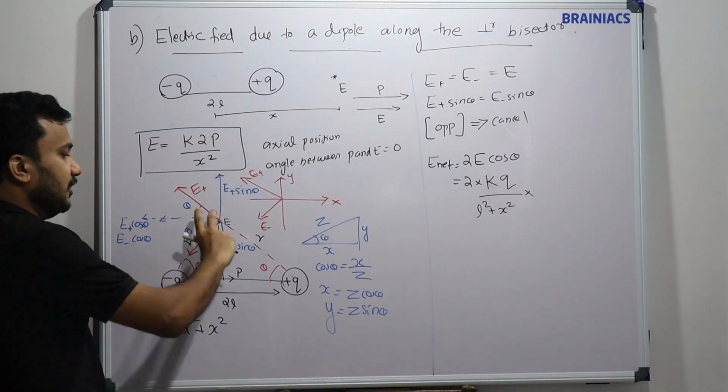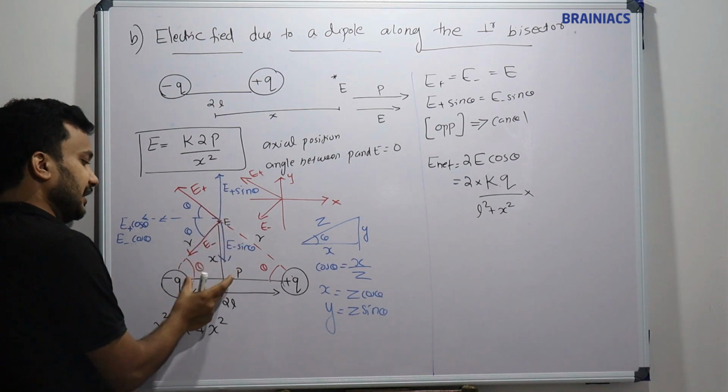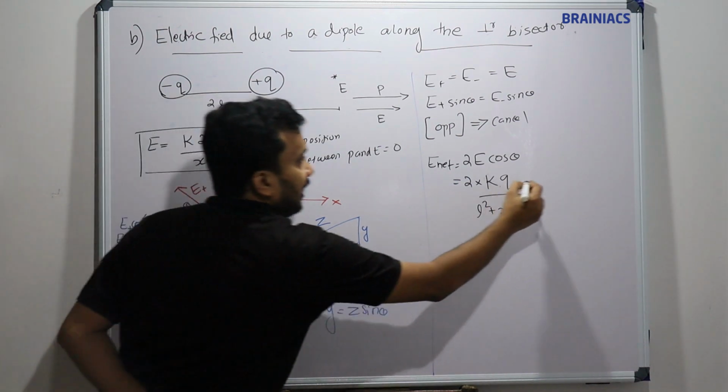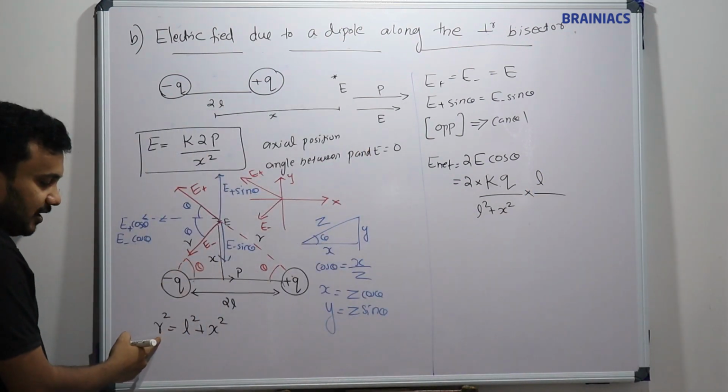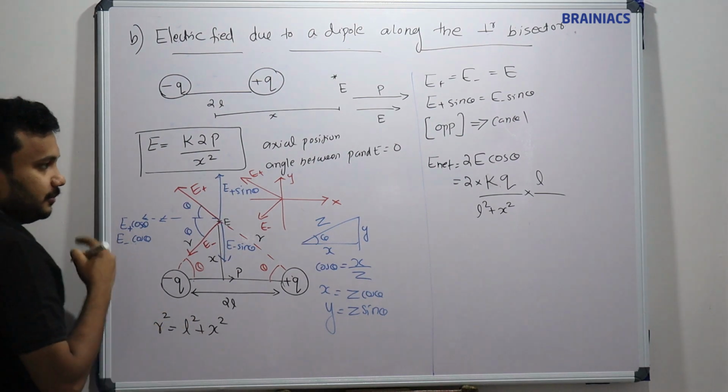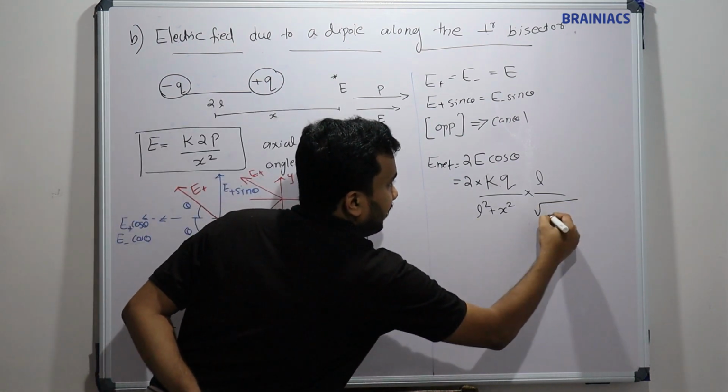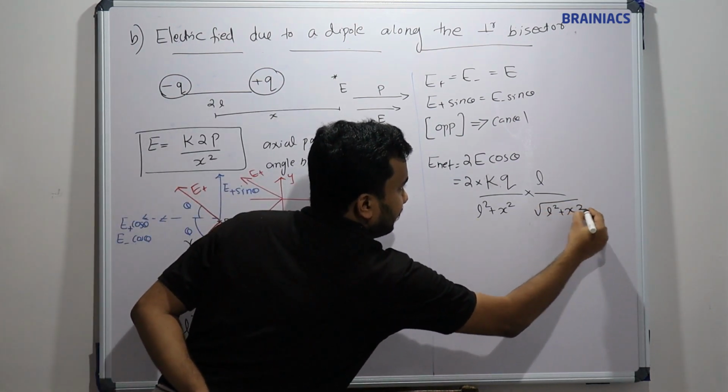Cos theta means what? Adjacent side, L, divided by hypotenuse. So L divided by hypotenuse is what? Hypotenuse is R, not R square. So R means what will come? Root of L square plus X square. So root of L square plus X square.